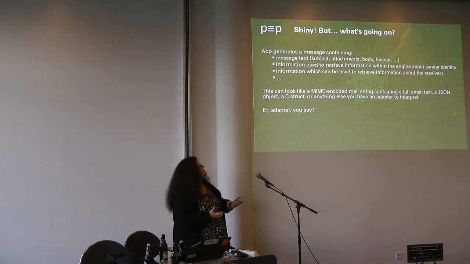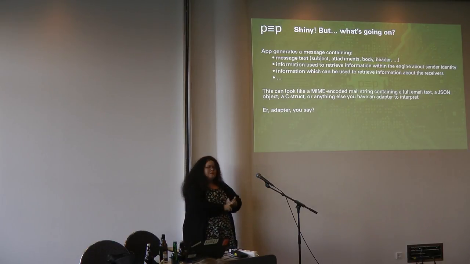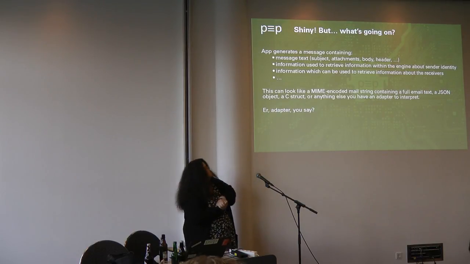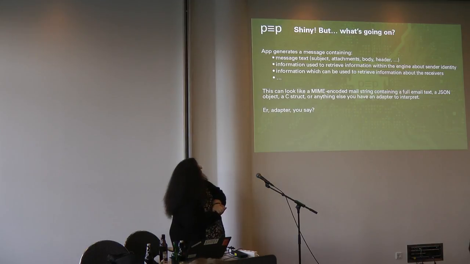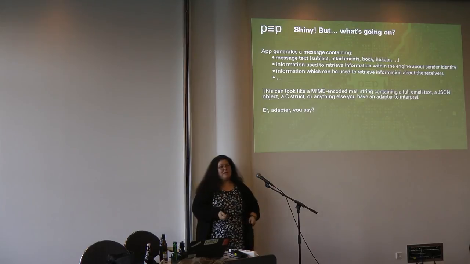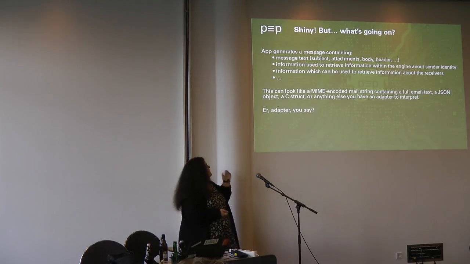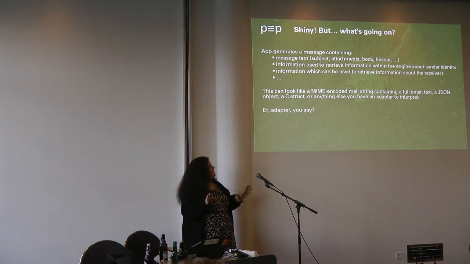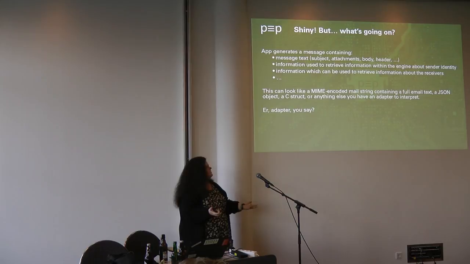We have an identity representation, which contains stuff like the fingerprint of the key, the level of trust we have for that identity and key, and some other stuff, which I'll talk about in a minute. And also the same kind of information about receivers, and so on. This can look like a lot of different things, and it really depends upon the application. So, for example, from Enigmail, we get a MIME-encoded mail string. It's the entire mail string. It's unparsed. We get that raw. We do the encryption. We send it back. It contains only web text. We can get a JSON object, a C-struct, or anything else you have an adapter to interpret.